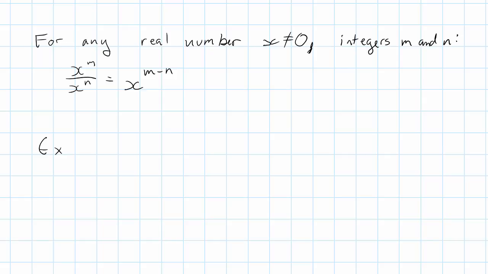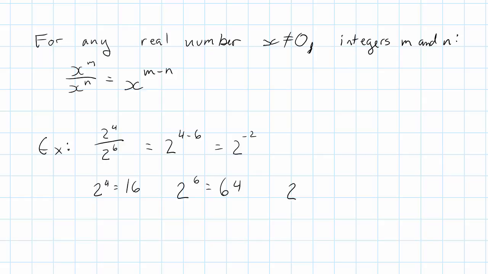Just to see an example of this, if I take 2 to the 4th over 2 to the 6th, that should be 2 to the 4 minus 6, so 2 to the negative 2. 2 to the 4th is 16, 2 to the 6th is 64, 2 to the negative 2 is 1/4, and 16 64ths does in fact equal 1/4, canceling a common factor of 16.